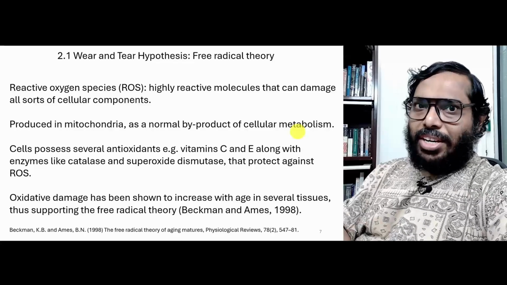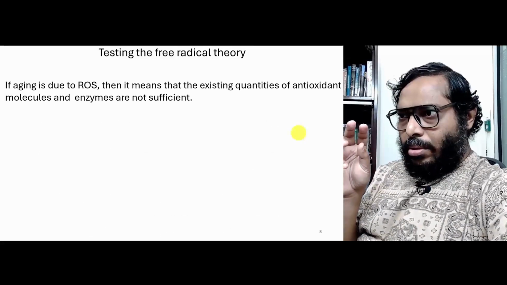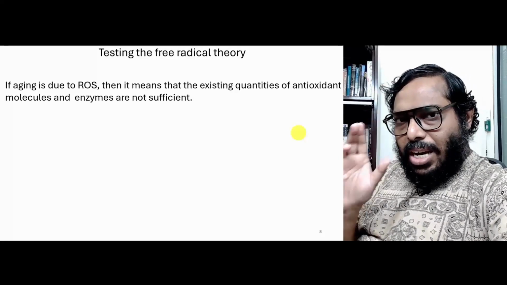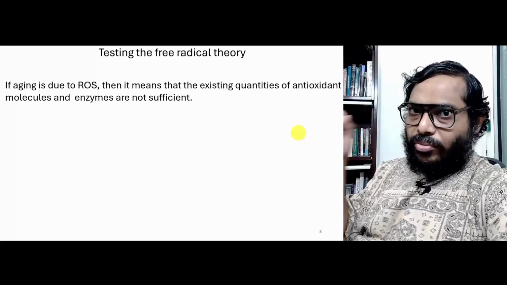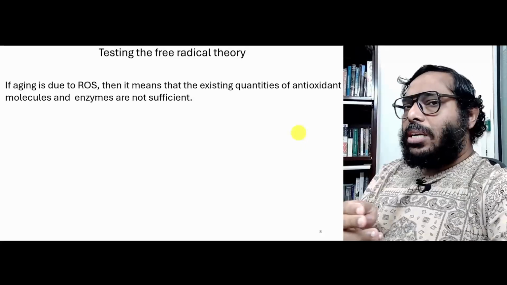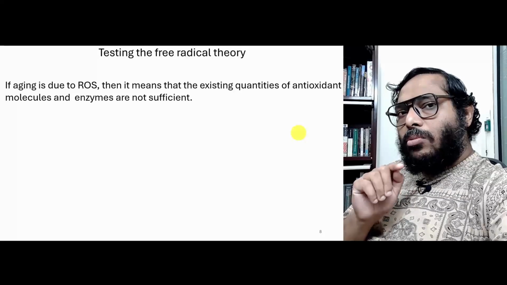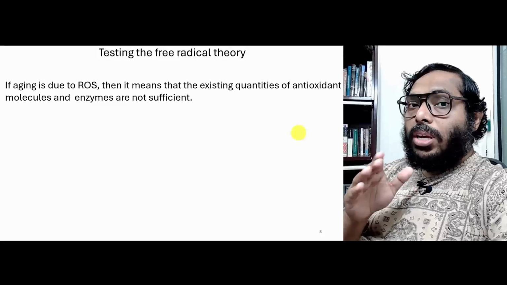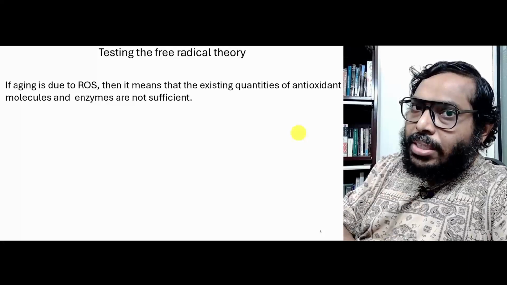Can we do this logical inversion? Now, in order to test this theory, if the aging is indeed due to reactive oxygen species, remember, aging is the deterioration of the function, right. So, if the aging is indeed due to ROS, then that basically means that whatever antioxidant enzymes or antioxidant molecules like vitamin C and vitamin E we have, that is not being sufficient, correct.